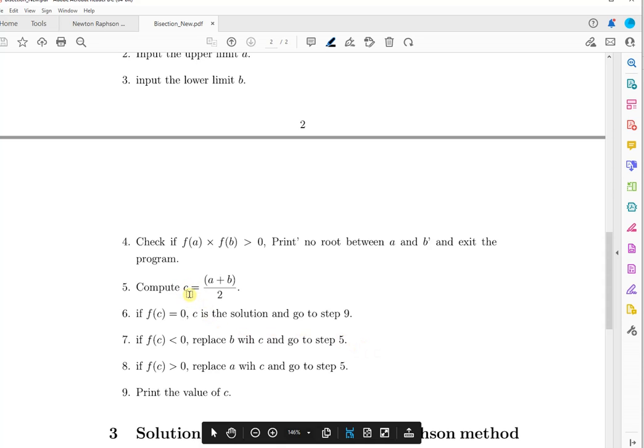In most cases, c may not be the solution in the first trial. If f of c is less than 0, replace b with c and go to step 5. What is step 5? Again compute c is equal to a plus b by 2 and check whether f of c is equal to 0. If f of c is again less than 0, again replace b with c. Sometimes f of c may be greater than 0. In that case, replace a with c and go to step 5, that is, compute c is equal to a plus b by 2.